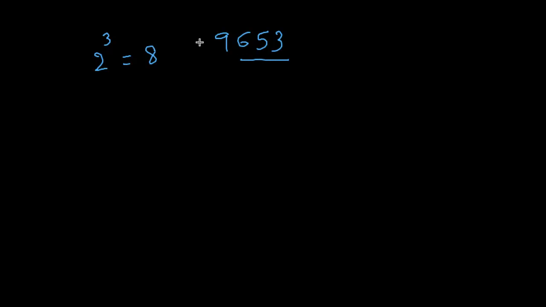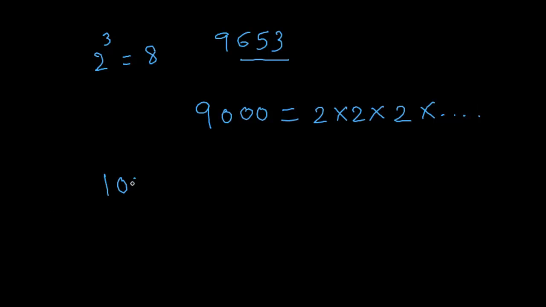Why last 3 digits? Because all the thousands would be divisible by 8. And why all the thousands would be divisible by 8? See, the number given is 9000. It is kind of 1000, and all the other places are 0. It will obviously have 3 2's in its prime factorization.